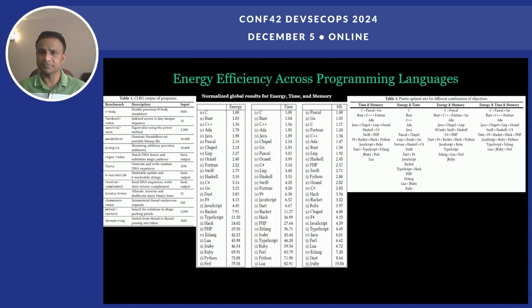Let's take a look. Table 1 lists the various benchmarks performed. The table beside it presents the data and their rankings based on energy, time, and memory consumption, while the table on the right offers a visual representation of different combinations. Based on the optimal sets for different combinations of objectives shown on the right, we can select our languages. This approach may help utilize resources to their fullest potential at certain times, but not consistently.